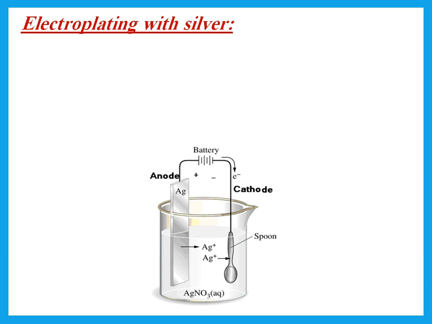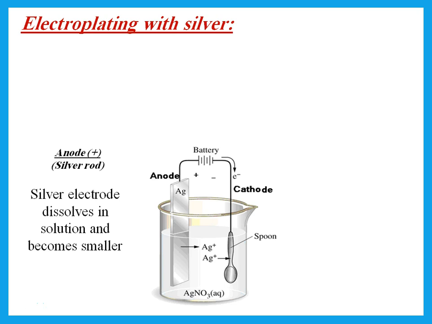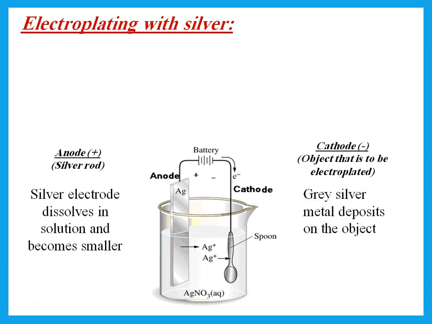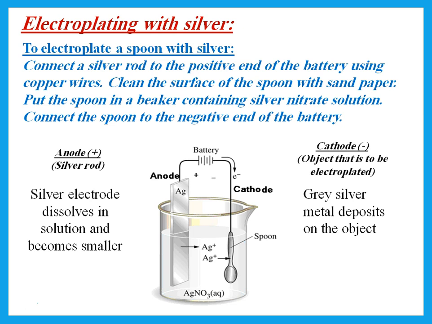Now, if I'm trying to cover it with silver, then the anode is silver. But if I'm trying to cover it with any other metal, then that's the metal I will use for the anode. So what I see is the anode will dissolve in solution and become smaller because the silver becomes Ag+. So that rod becomes smaller. Now the Ag+ will go to the spoon and cover it so that I get a gray silver metal depositing on the object that I'm trying to electroplate. So this is how we explain electroplating.